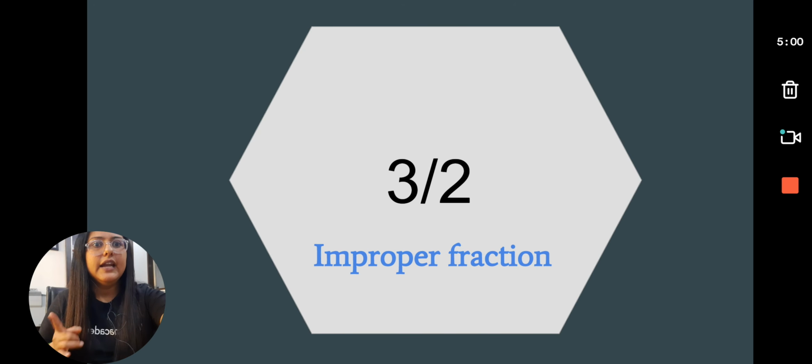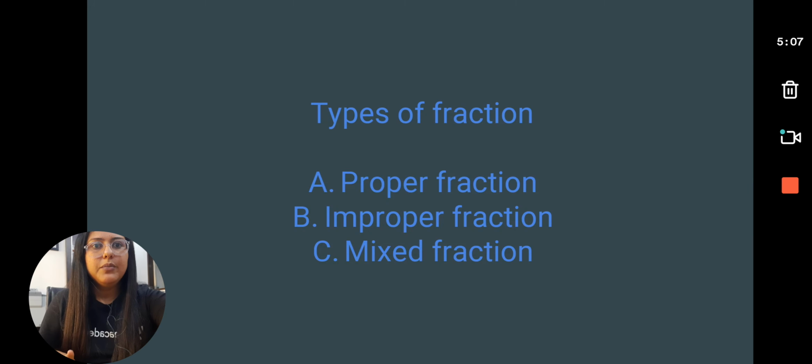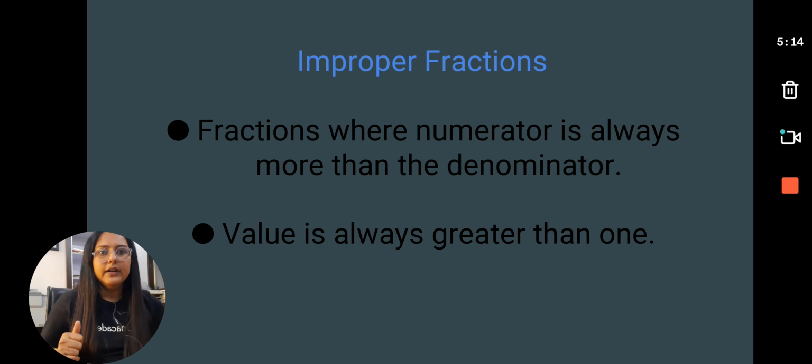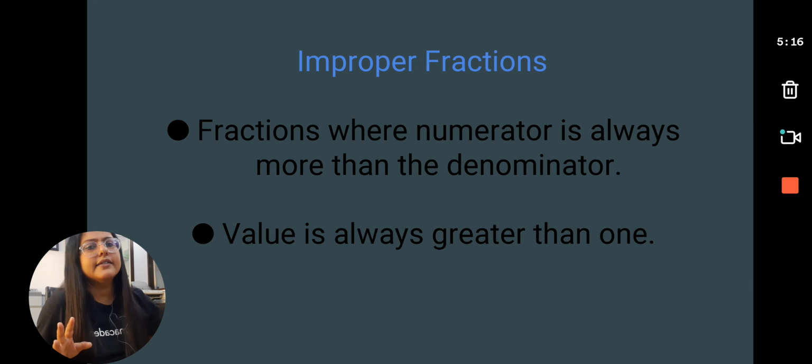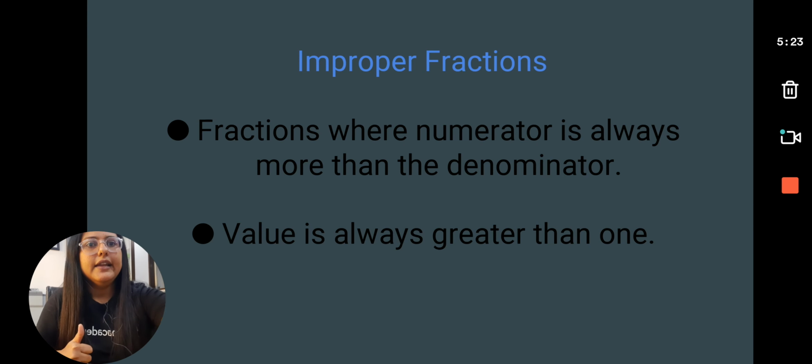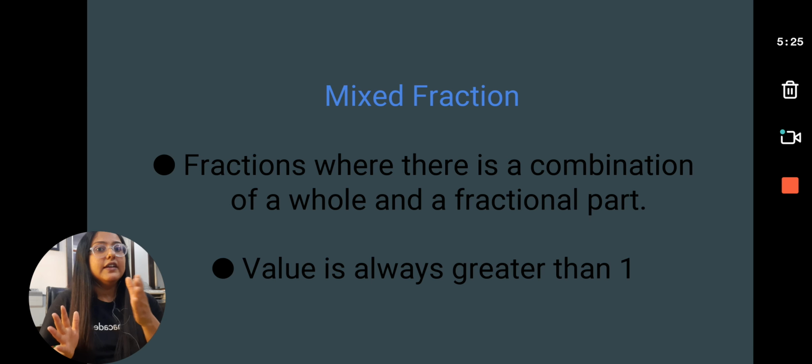Fine. The second is the improper fraction. We have noticed that the numerator is greater than the denominator. The improper fraction is the fraction where the numerator is always more than the denominator, and here the value is always greater than 1. If we divide and find out the value, we will find that it is always greater than 1. And the third one is the mixed fraction, where we see a whole number with a fractional part. So this combination is a mixed fraction, and here the value is always greater than 1.